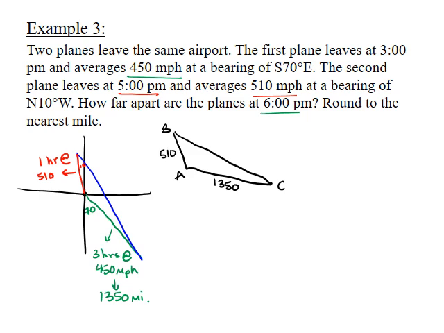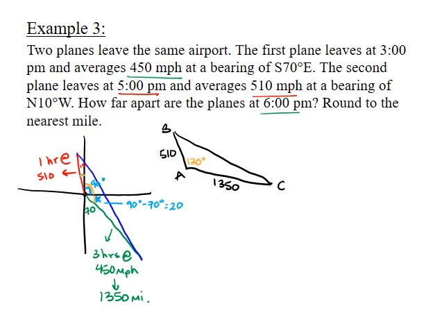Given the information, the other thing we can find is angle A, and here's how. We know this angle is 10. We know this is a right angle, so that's 90 degrees. And we can find angle star by taking 90 degrees minus the bearing of 70 degrees, which will give me 20 degrees. So 10 plus 90 plus 20 will give me an angle of 120 degrees for angle A.